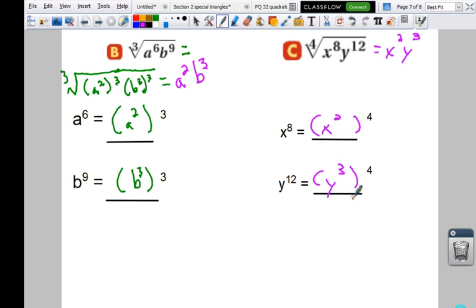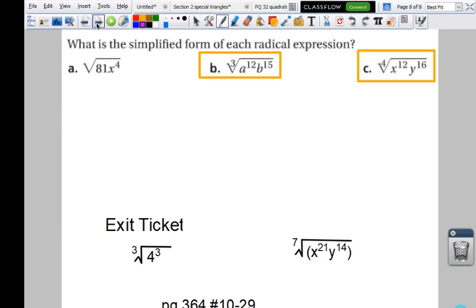So let's have you guys try one. Let's have you guys try part B right here. Why don't you do part B? If you guys do good on that, maybe we'll skip part C and just do the exit ticket.